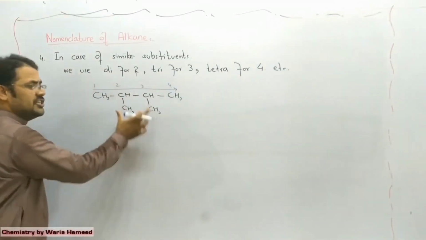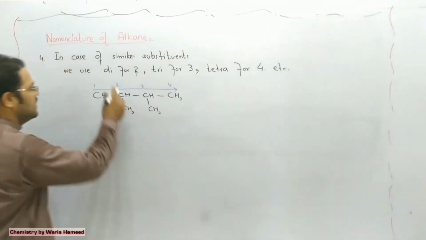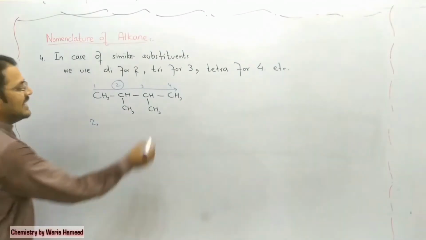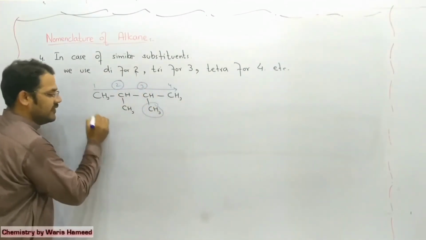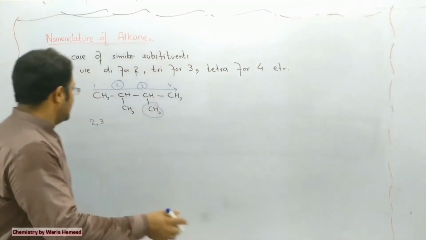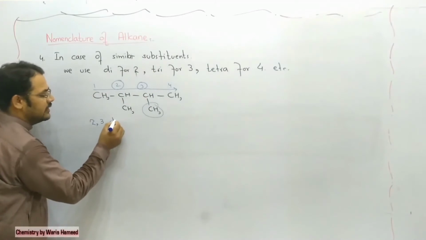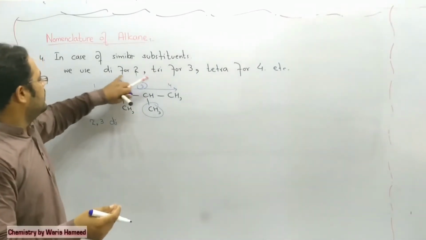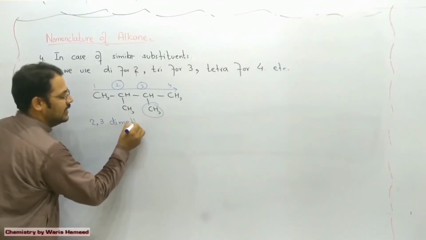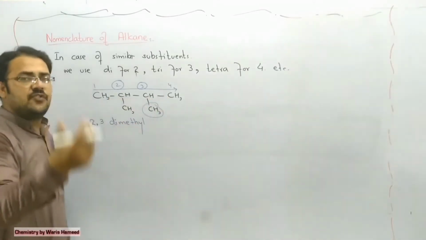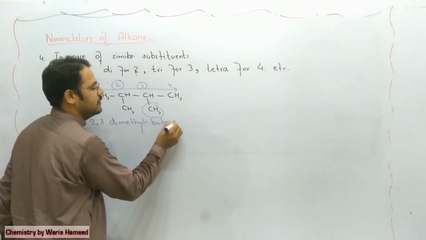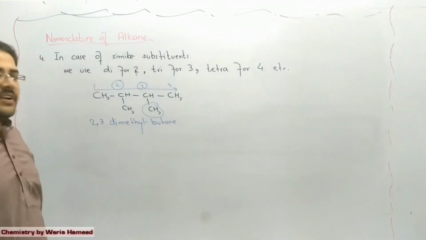So, giving numbers from this side. Now, mention both positions of alkyl groups or substituents. It is present on the second carbon, so 2 will be mentioned here. And the second substituent is present on the third carbon, so we will write 3. And these are 2 similar substituents, so we will write di. Di is used for 2. It is 2,3 dimethyl, and the parent chain contains 4 carbons, so it is 2,3 dimethyl butane. I hope that you have understood it.